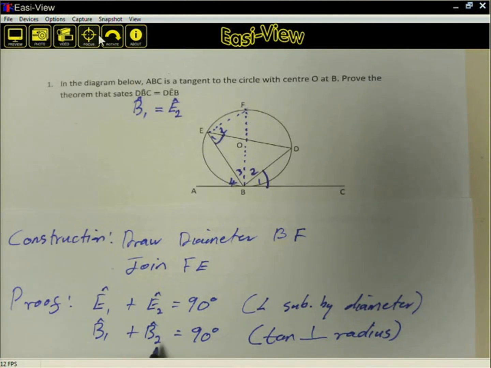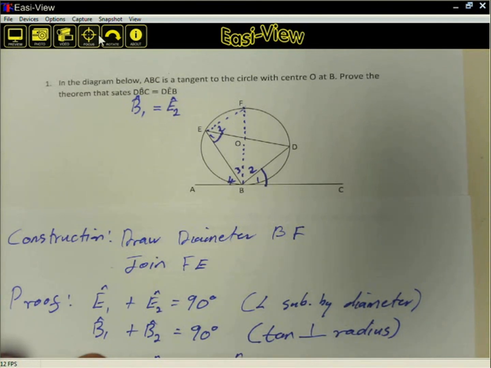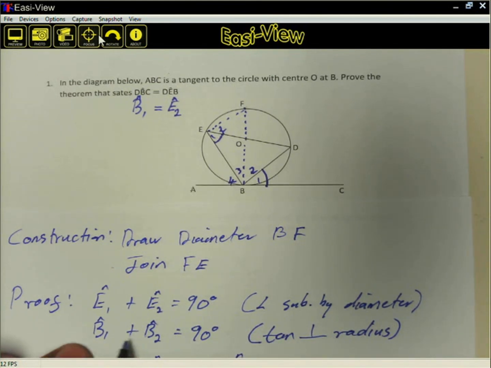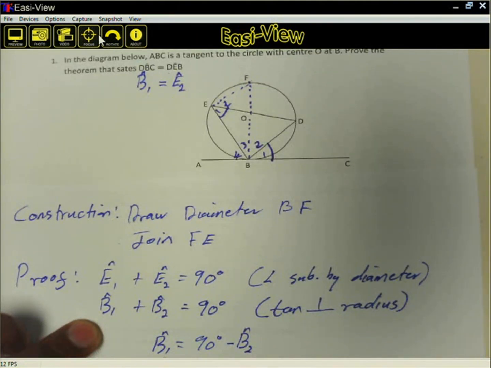Therefore, allow me to make B1 the subject of the formula. From here, you can see that angle B1 will then be equal to 90 degrees minus B2. From this statement, angle B1 plus angle B2 is equal to 90. We make B1 the subject of the formula, then B1 will be equal to 90 degrees minus B2.